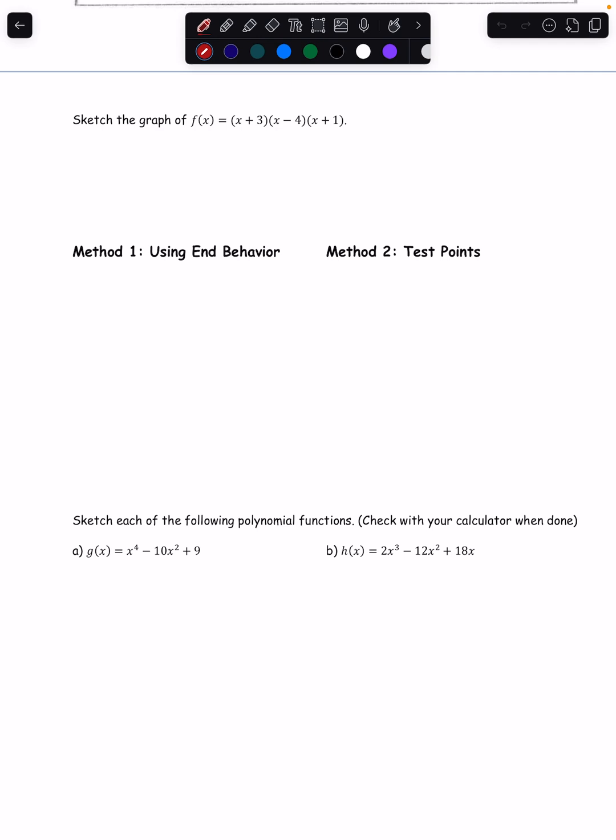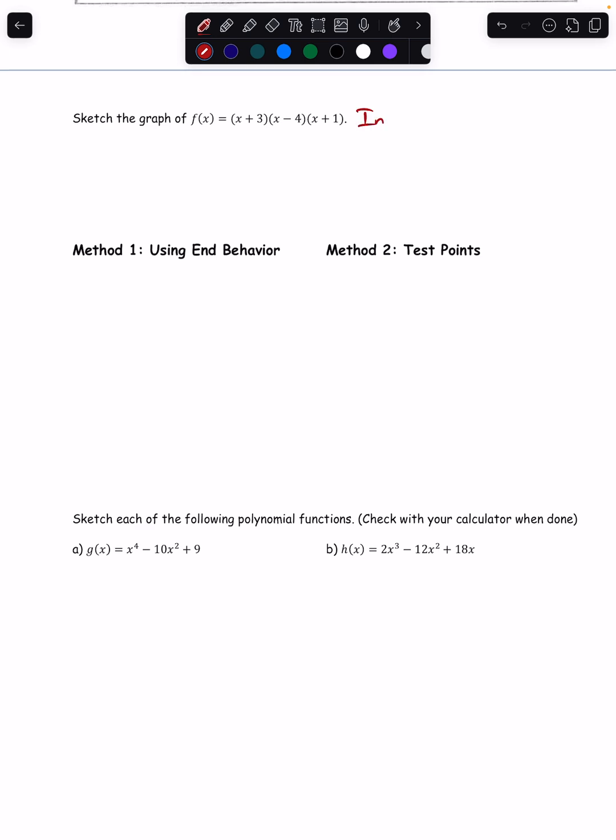So we want to sketch the graph of this polynomial f of x. First thing we do, we have to find all the intercepts. We have to find the x-intercepts and we have to find the y-intercept. So x-intercepts, it's when the y is equal to 0. So just set it equal to 0, and look at this, it's already factored for us. So we can just find each zero. This would be x equals negative 3, x equals 4, and x equals negative 1. So we found the x-intercepts.